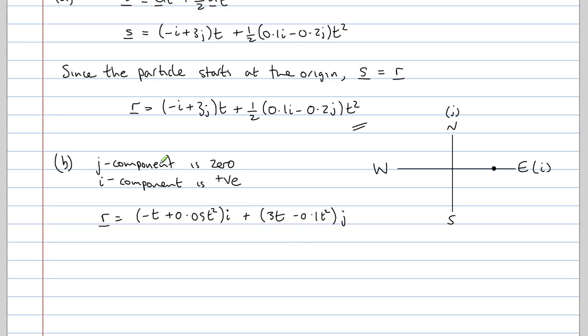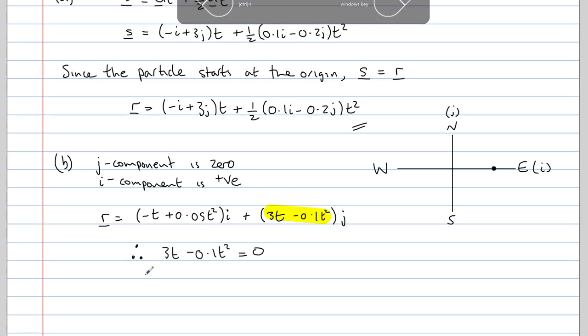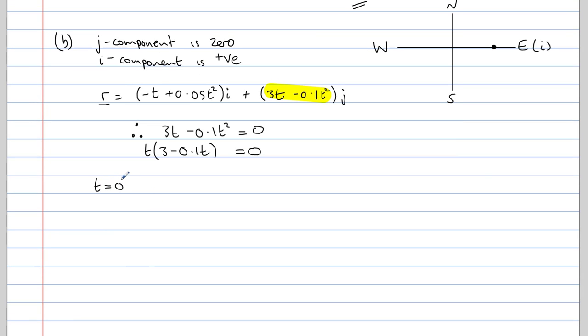Now if the j component is going to equal 0, then this bracket here has got to equal 0. So I can say that 3t minus 0.1t squared has to equal 0. Factorising gives me t outside the brackets and 3 minus 0.1t inside the bracket. And that gives me t equals 0, but that is when it's at the origin. And 3 minus 0.1t equals 0, which means 0.1t equals 3, t equals 30 seconds, and this is the one where it is due east.